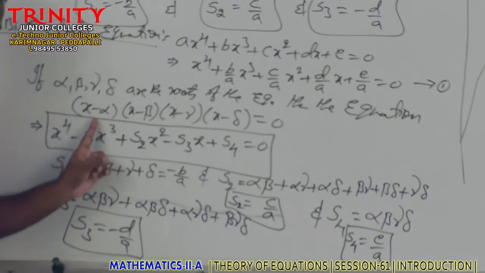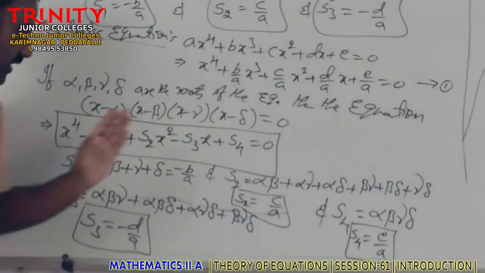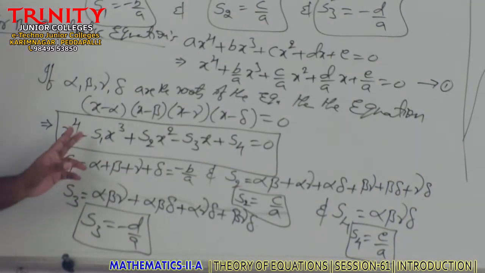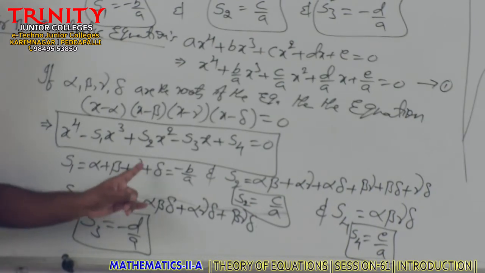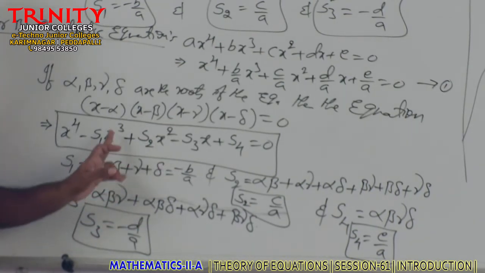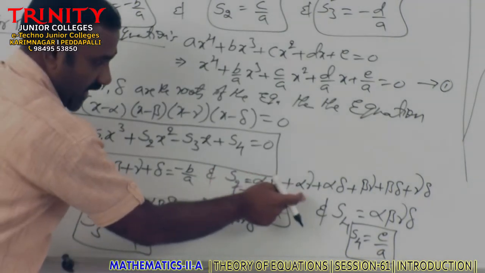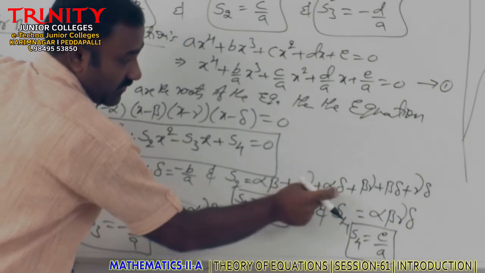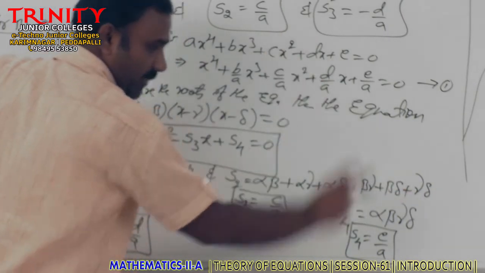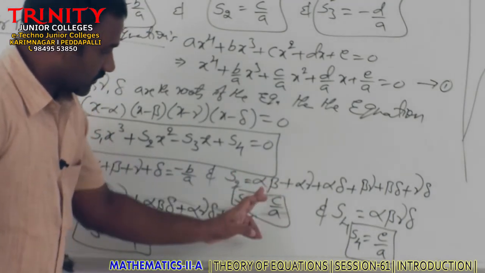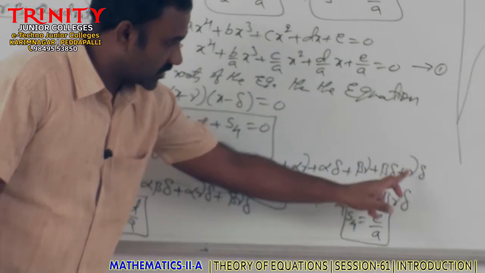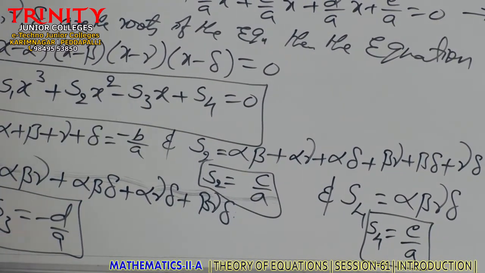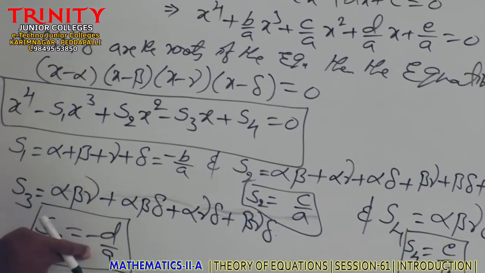Then the equation is x minus alpha, x minus beta, x minus gamma, x minus delta. If you multiply it all out, we will get the original equation: x power 4 minus alpha plus beta plus gamma plus delta into x cube, plus alpha beta plus beta gamma plus gamma delta plus alpha delta plus alpha gamma plus beta delta. Here I used the alpha combination first, then the beta combination, then the gamma combination. That is S2 x square, then S3. S3 is nothing but the product of 3 roots, that is minus d by a.